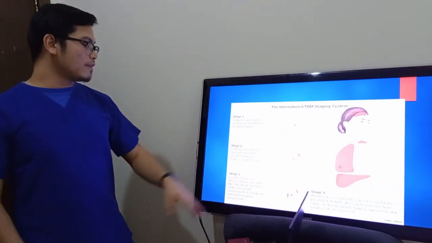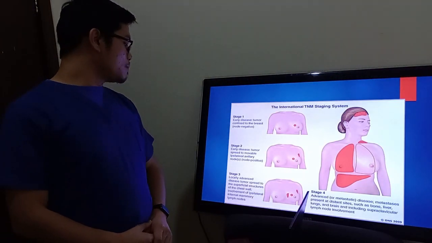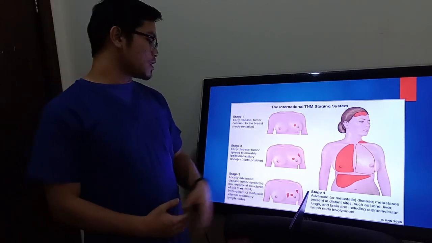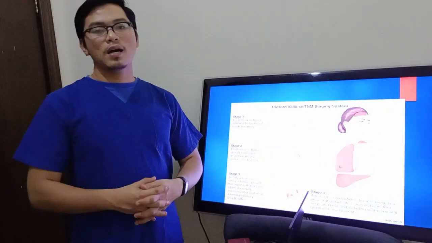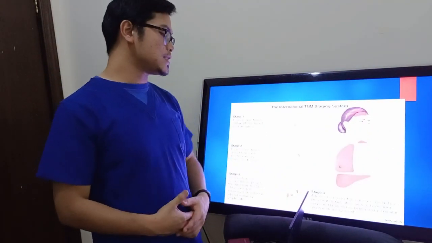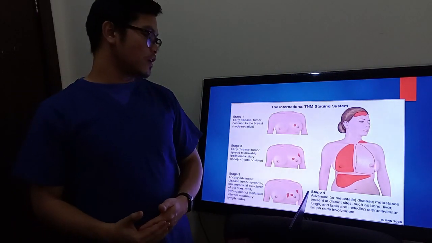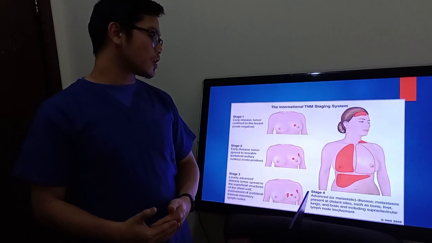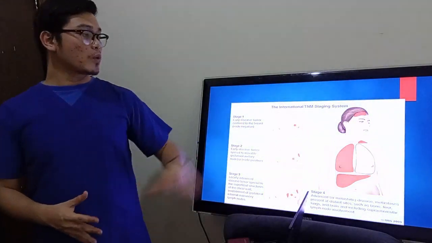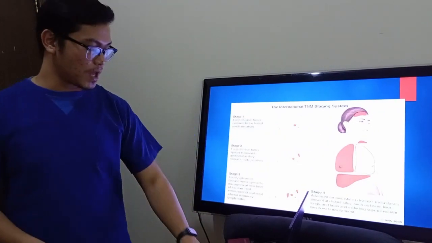Stage 3 is locally advanced disease, tumor spread to the superficial structure of the chest wall, and involvement of ipsilateral internal mammary lymph nodes. So there can be involvement of the lymph nodes and the chest wall of the patient. And stage 4 is advanced or metastatic disease, present at distant sites such as bone, liver, lungs, and brain, and including supraclavicular lymph node involvement. So for this stage, the prognosis is very poor because of the metastasis to different organs of the body.